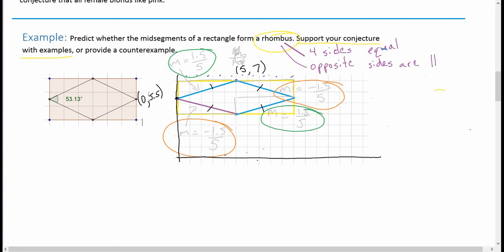Okay, so this example of this rectangle that was 3 by 10 helped to support that the midsegments of a rectangle form a rhombus. We didn't prove it, but we did help to support it. Let's do another example.